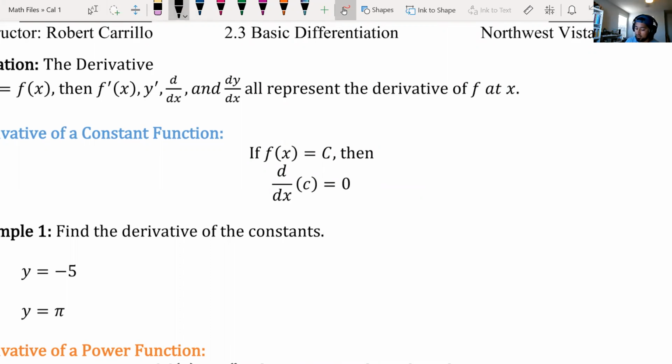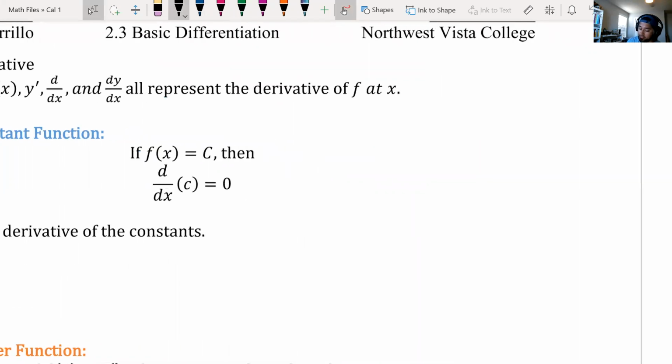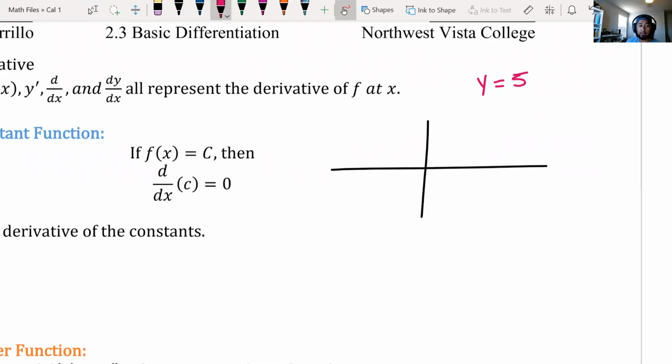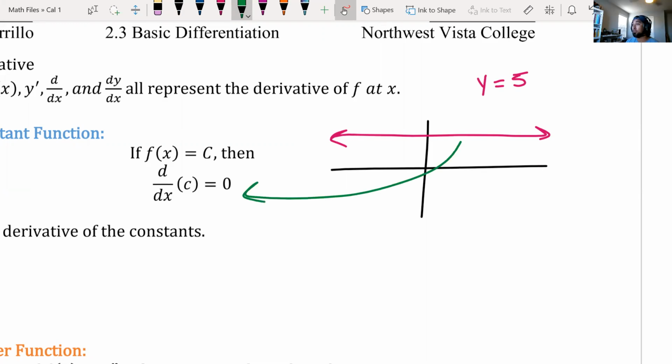And the reason for that is, remember, derivative is just a fancy word for slope. So let's say I was given the function y equals 5. That would be the graph of a horizontal line. And what is the slope of all horizontal lines? 0. So again, when you take the derivative, you are just getting the slope for that function. Crazy, right?